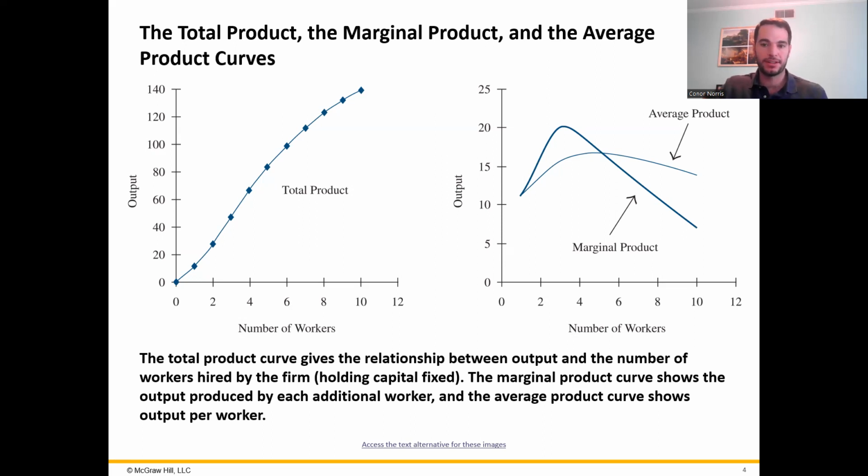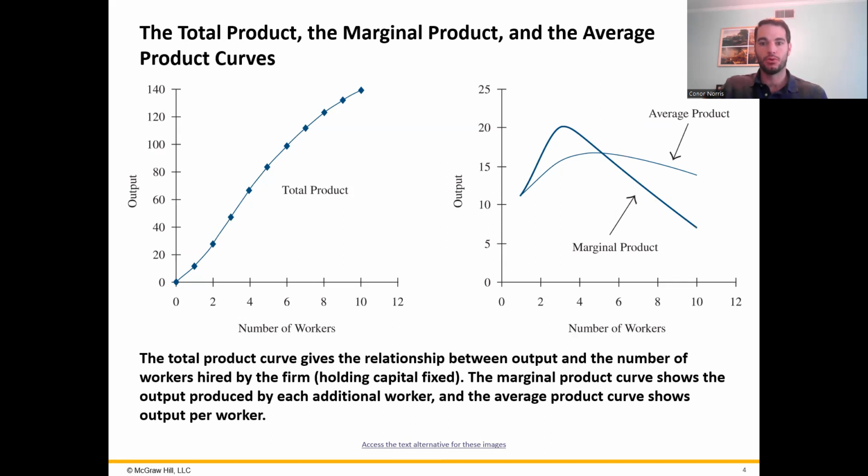So we can trace the effect of the marginal worker, which is how much the output increases as you add an additional worker. So here on the total product curve, the difference between 2 and 3, that's going to be the marginal product.